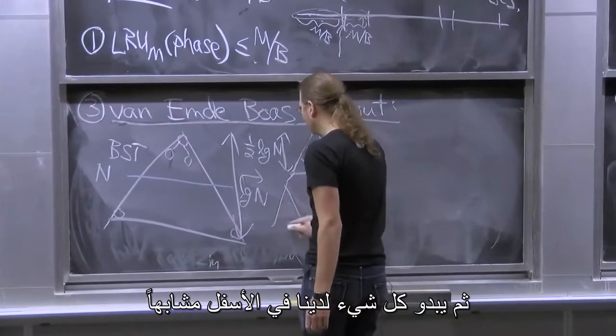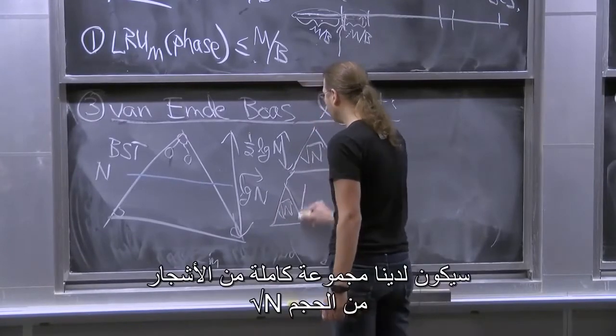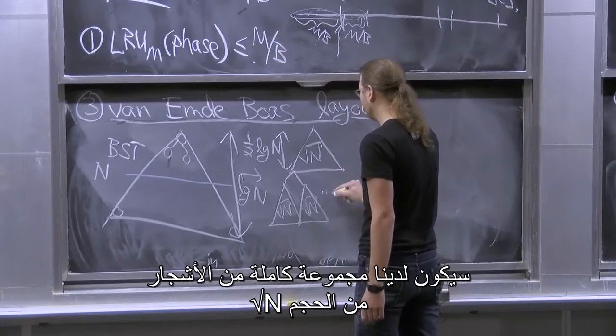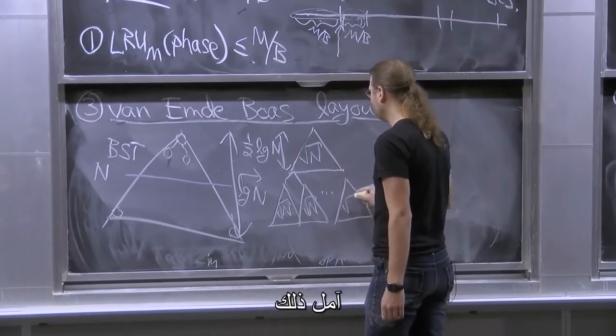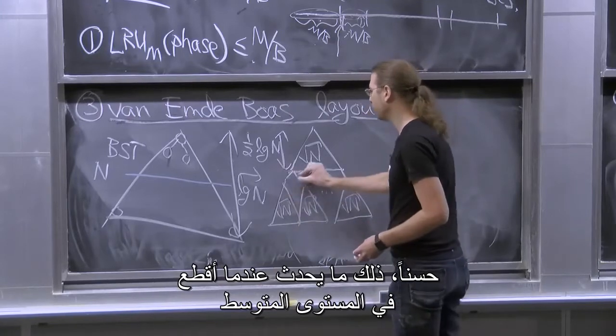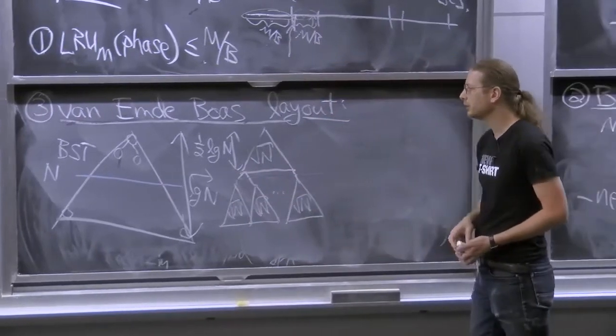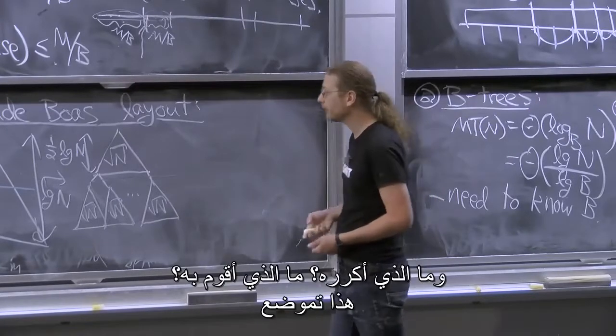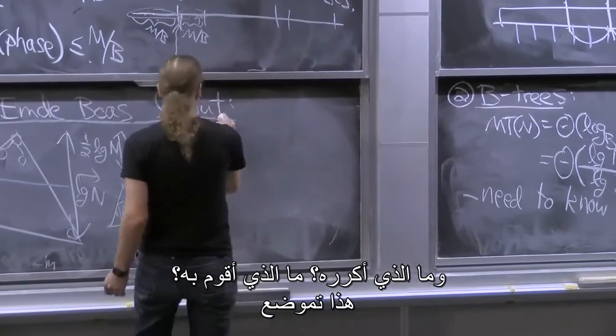Then at the bottom, everything looks the same. We're going to have a whole bunch of trees of size square root of n, roughly. Okay, that's what happens when I cut in the middle level. Then I recurse. Okay, what am I recursing? What am I doing? This is a layout.